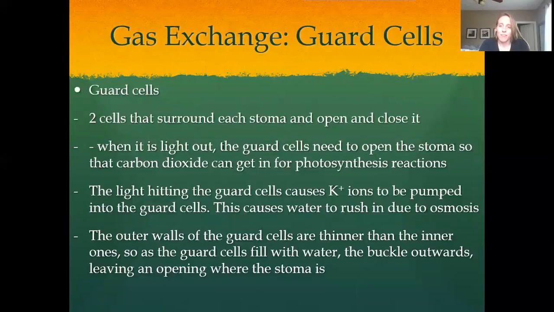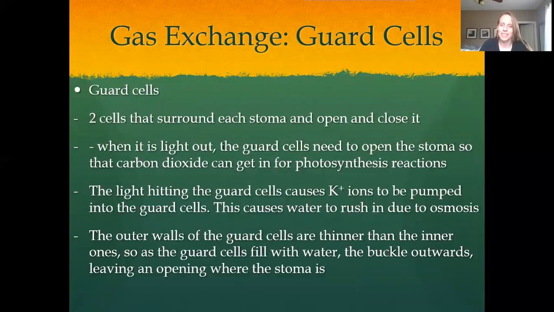So we're going to go through the process of how the guard cells regulate that gas exchange. Again, there are 2 of them around the outside of each stoma that can open and close the stoma. When it is light out, the guard cells need to open the stoma so that carbon dioxide can get into the leaf so photosynthesis can happen while sunlight is available.